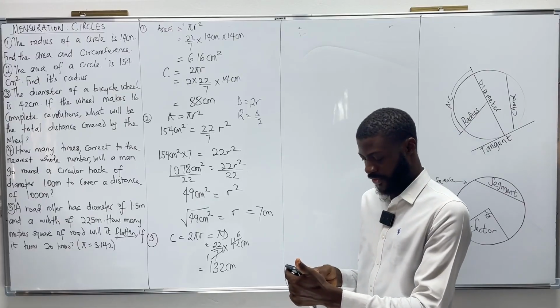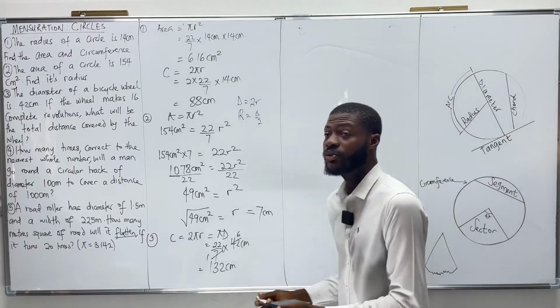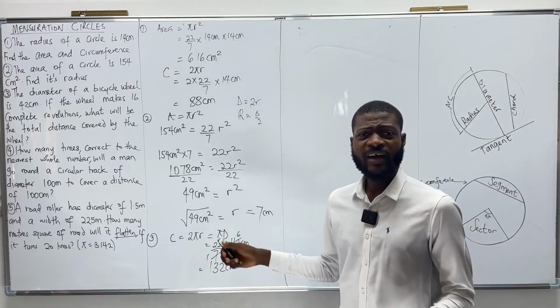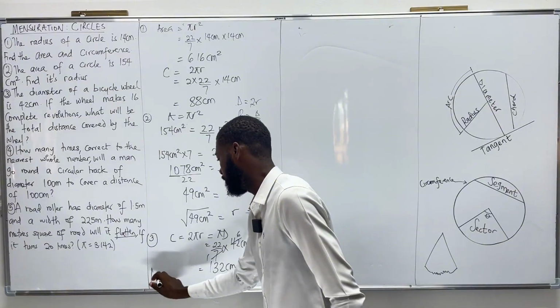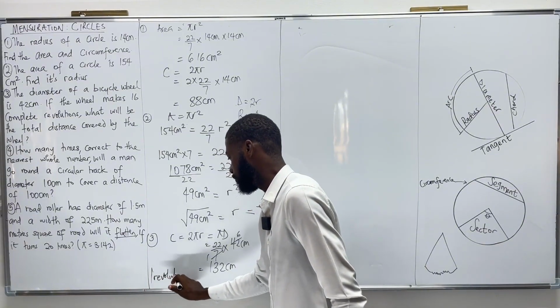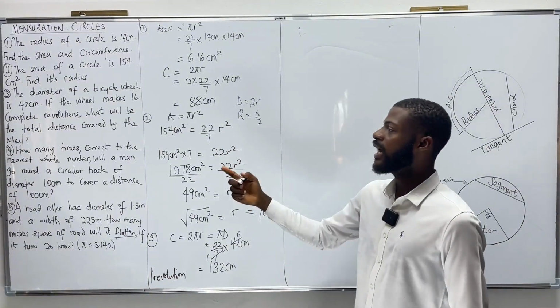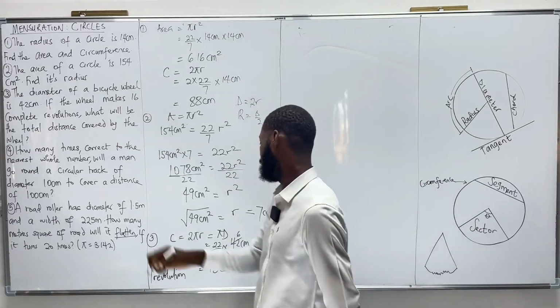Okay, so we have 22 times 6, which is 132. So this is the circumference. And in fact, this is not just circumference, this is one revolution. Now, the wheel actually makes 16 revolutions.